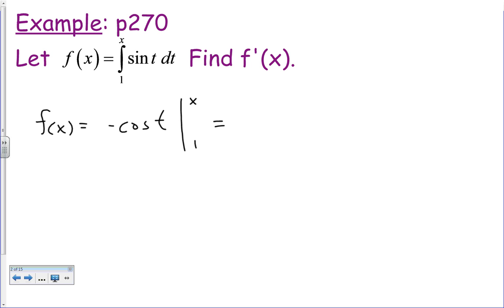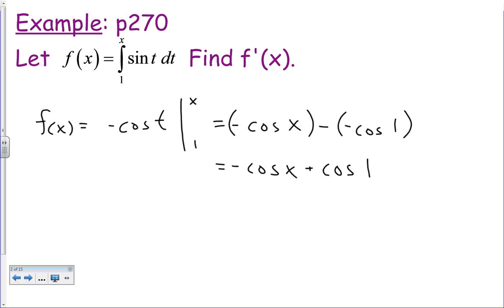So let's now evaluate at the upper bound. It's a negative cosine of x. And then minus the lower bound, which is a negative cosine of 1. So this turns out to be equal to negative cosine of x plus cosine of 1. I'm not sure exactly what cosine of 1 is equal to, but it's some constant, of course. You could punch that in your calculator and see what value you get. All right, so there's what f of x is equal to, but the question wasn't to find f of x. It was to find f prime of x.